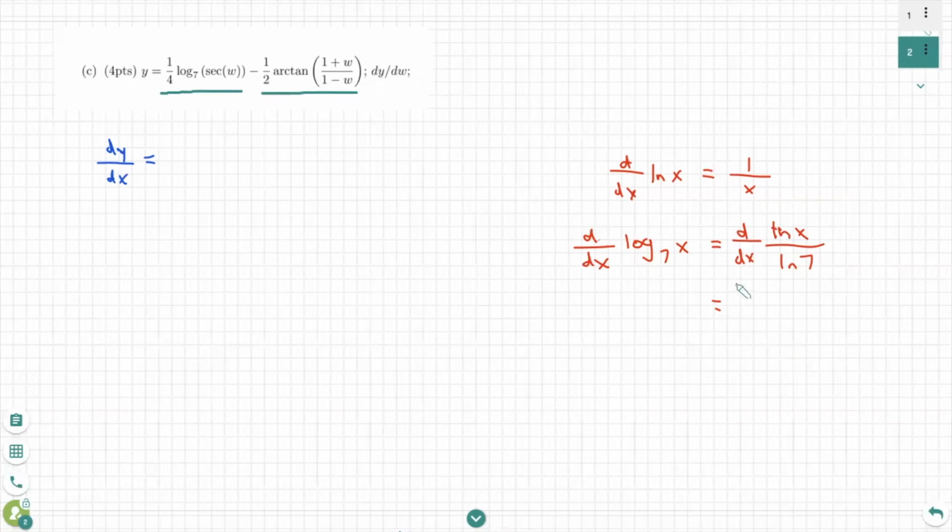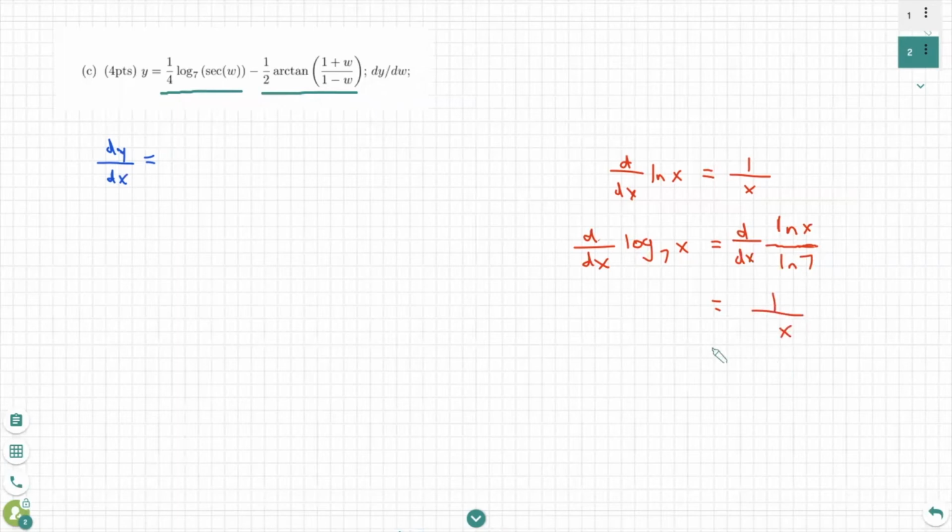1 over x over 1 over 7. Well, what is ln 7? Is it a function? I guess not. It's just a number, just a coefficient, right? And you remember how we deal with coefficients. Just leave them there. So 1 over x over 7, or over ln 7. 1 over x. Where does the ln 7 go?